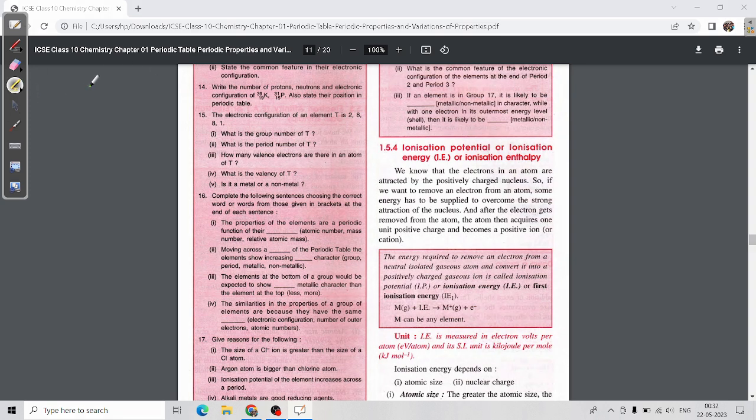Now, first we have to understand the definition of this. The energy required to remove an electron from a neutral isolated gaseous atom and convert it into a positively charged gaseous ion is called ionization potential, or ionization energy, or first ionization energy. This example is also given here. I will tell you the important points of this in red color.